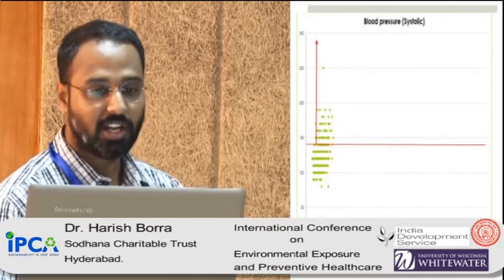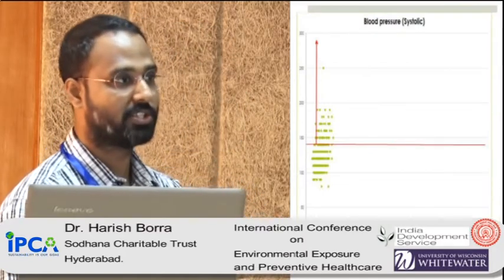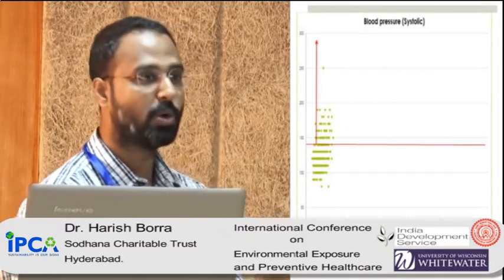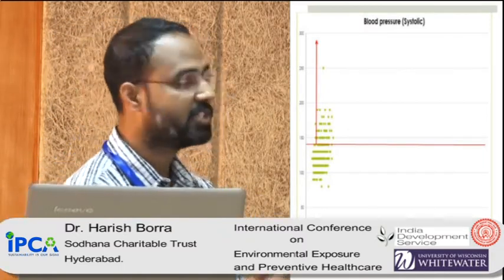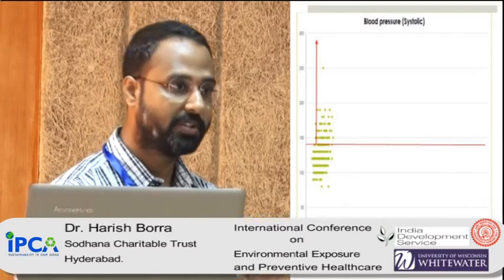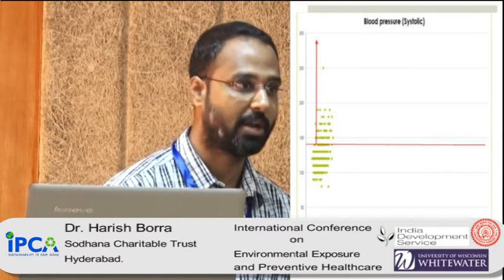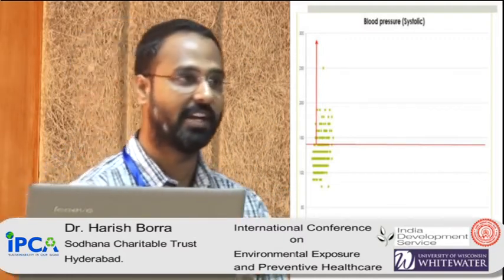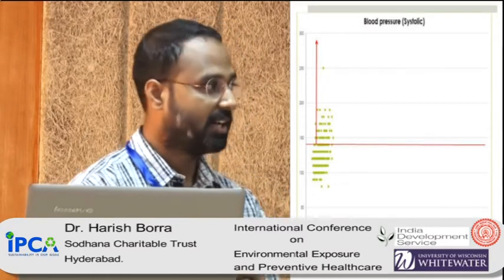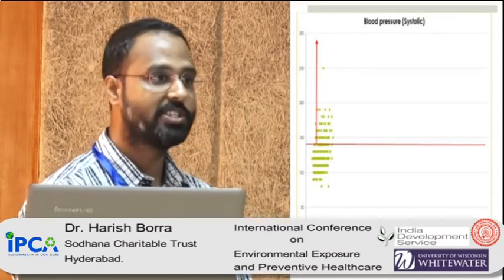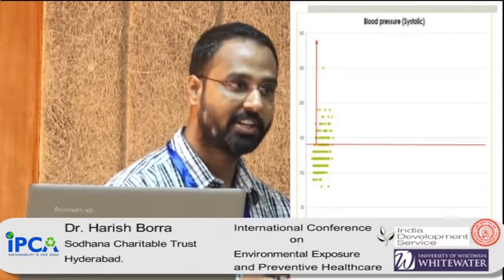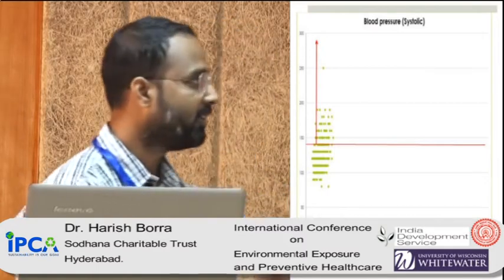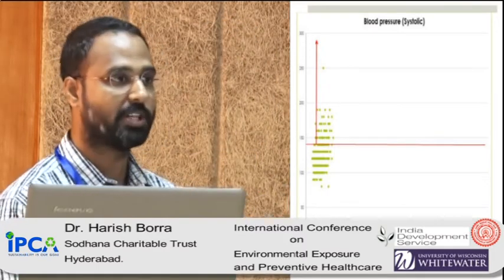The other one is blood pressure levels. This is systolic blood pressure. Above the red line are the people who are hypertensive, and these are the ones we diagnosed for the first time. They are hypertensive and they don't know it. Most of these patients complain of headache and giddiness, and they get a B-complex injection or an intravenous saline injection from the RMPs. They are not even checking blood pressure in the villages. So when we check, these are the people who have hypertension.